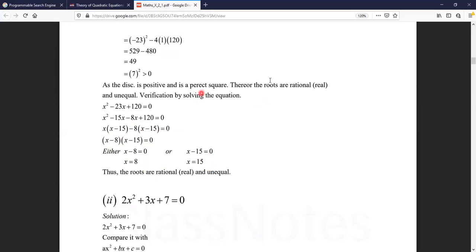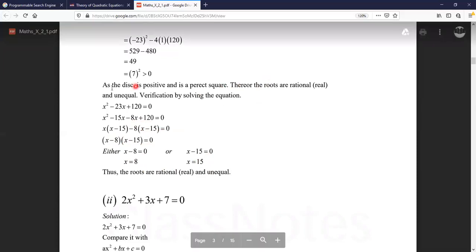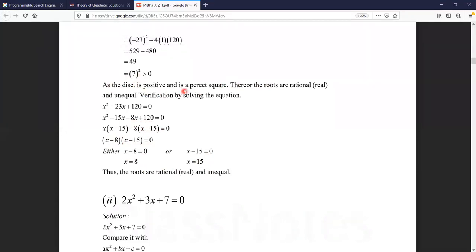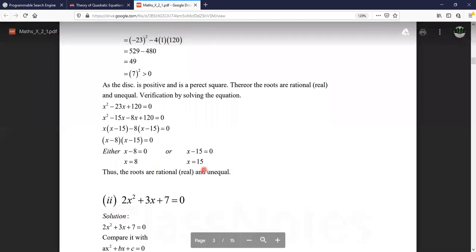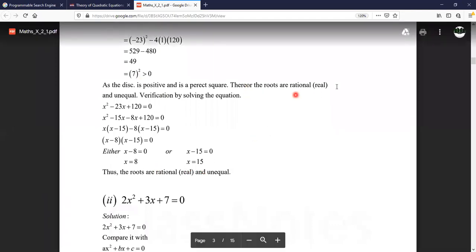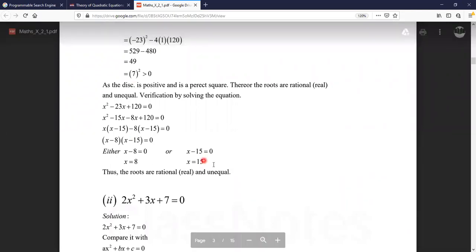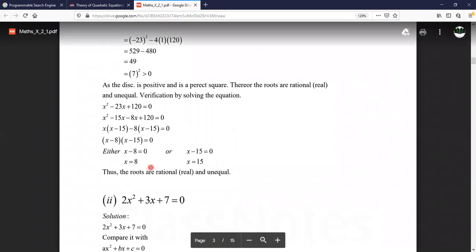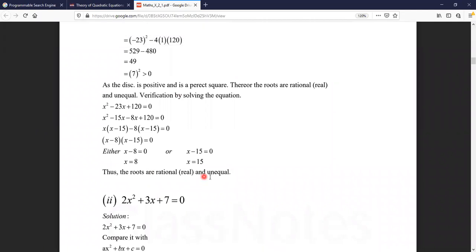Now let's move to the back statement which is given over here. As the discriminant is positive and a perfect square, therefore the roots are rational. So check that the roots are rational. Obviously these are rational roots. Real, rational, and unequal. Unequal, both are different because both have different values. Verification is done, thus the roots are rational, real, and unequal.